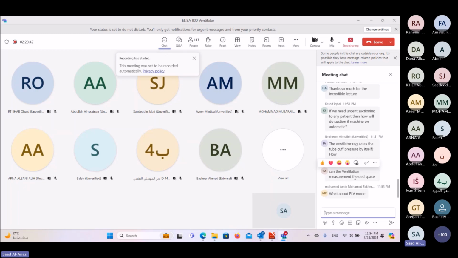Can the ventilator measure the dead space? Yes. As we mentioned in the earlier presentation, we have a module called the Leo Clark analyzer. It can measure the dead space, anatomical dead space, and the alveolar dead space. So it's a really good tool to have for alveolar ventilation for the patients. Yes.